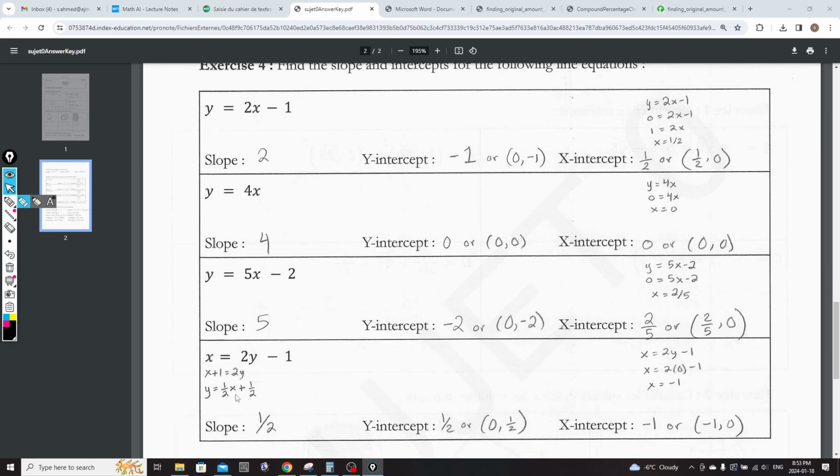In regards to your x-intercept, you're going to do the same things. You're going to replace y with 0. Now you could do that in this equation and solve for x, but notice that it's actually a little easier to do that in this first equation, right? If I replace y with 0, then here I have 2 times 0 is 0, and 0 minus 1 is -1. So then my x-intercept here is -1.